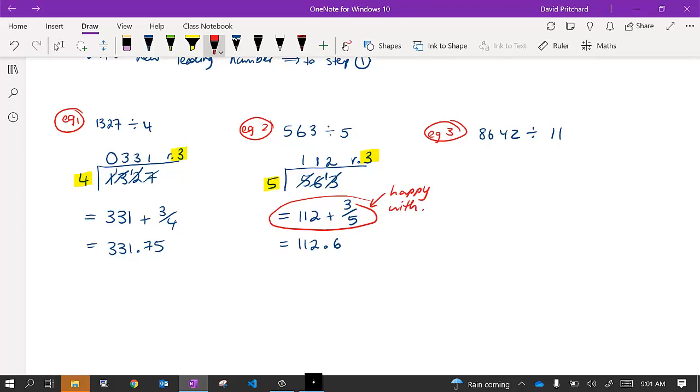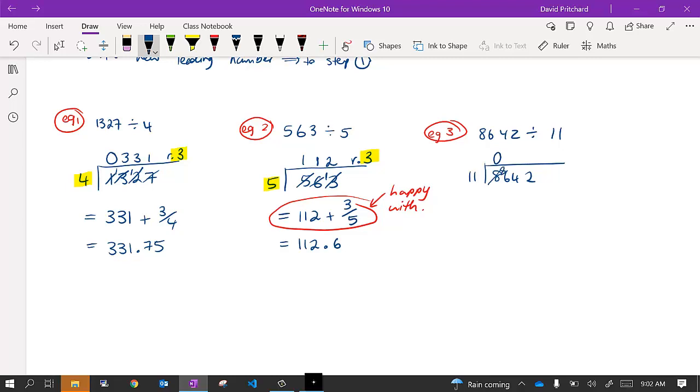So if you leave your answer as 112 plus 3 out of 5, then I'm super happy. If you can turn it to a decimal, that's even better, but I don't mind which approach you take. All right, last example, we've got 8642, and we're dividing by 11. All right, so how many times does 11 go into 8? Answer is none.